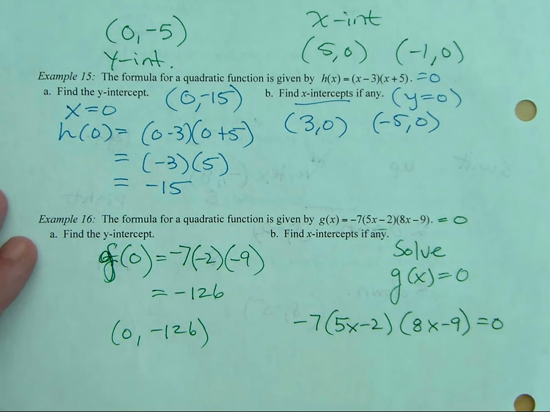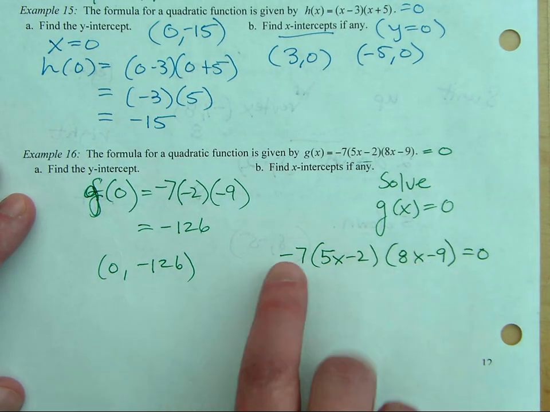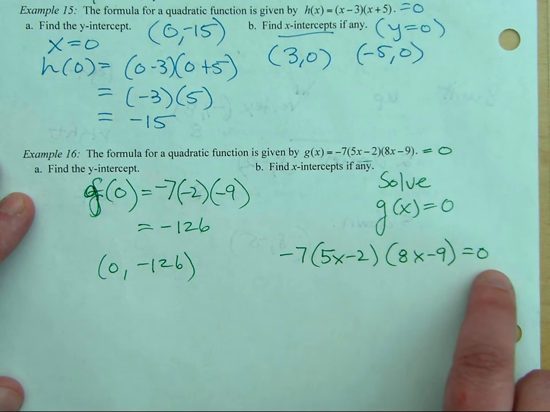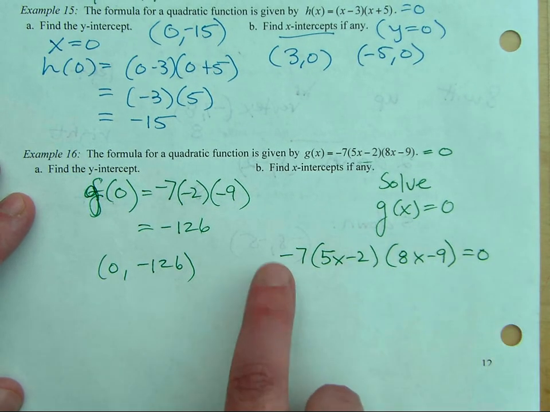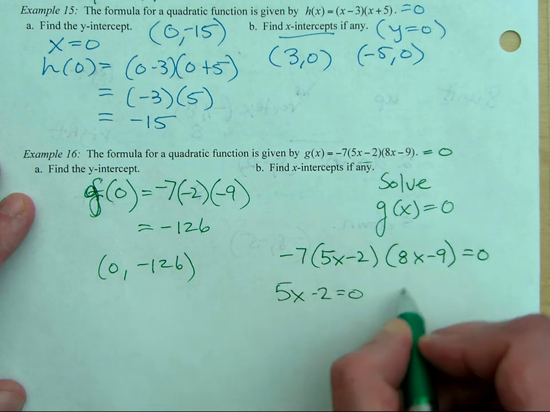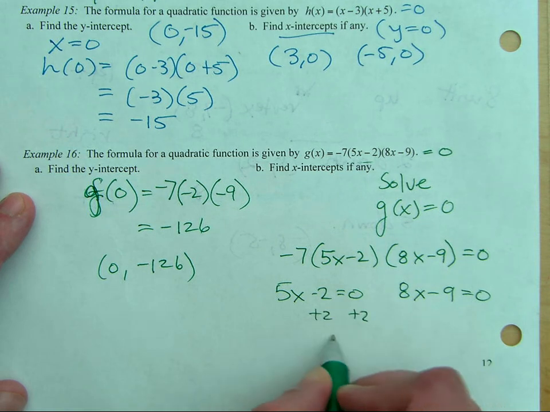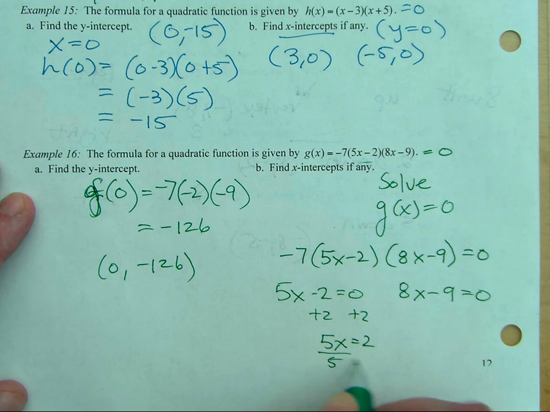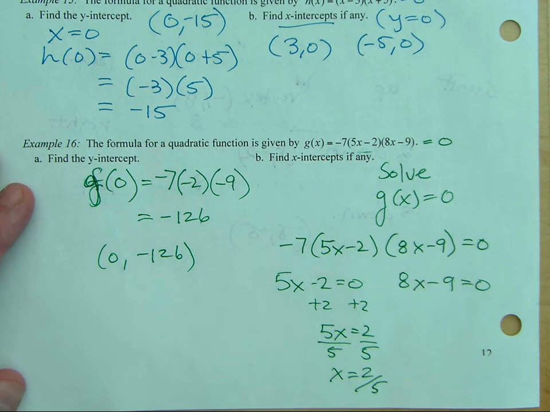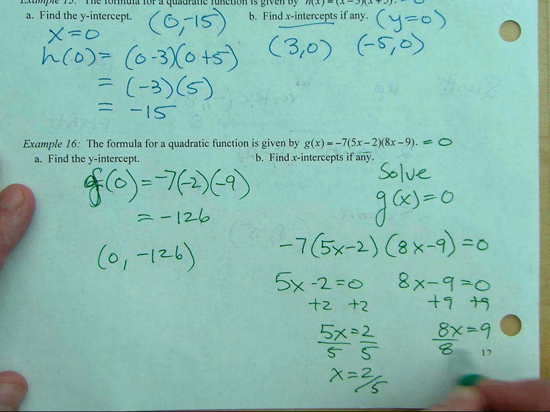And then how do you solve from there? Set each factor equal to 0. Now I can't set negative 7 equal to 0. There's no variable there. If it was an x, then yes, but there's no x there. So we're going to set 5x minus 2 equal to 0 and 8x minus 9 equal to 0. Add 2, 5x equals 2, divide by 5, and you get x equals 2/5. Here, you're going to add 9, 8x equals 9, divide by 8, x equals 9/8.